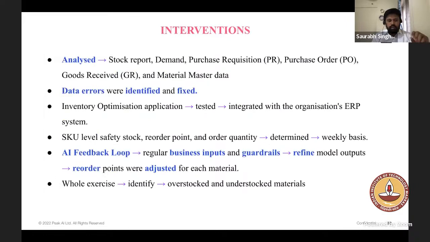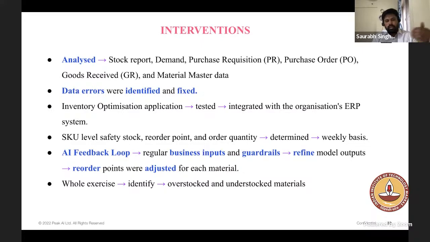We analyzed their data and recommended some interventions. We analyzed all their stock report data and their previous historical consumption patterns. We have seen how much they are ordering of new spare parts.